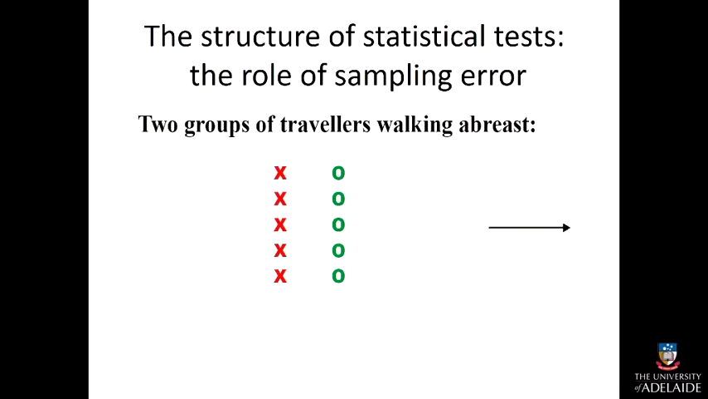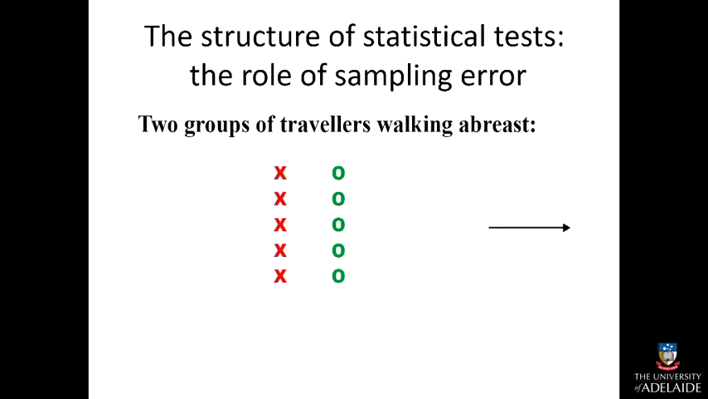So, I want you to imagine that you're sitting on the side of a hill looking down into a valley, and there's a road that runs along the valley, and as you're sitting there you see two groups of travellers walking along the road. They're designated there by green circles and red crosses. So those are two groups of travellers walking along, and it's very easy to see that the green circles are in front of the red crosses.